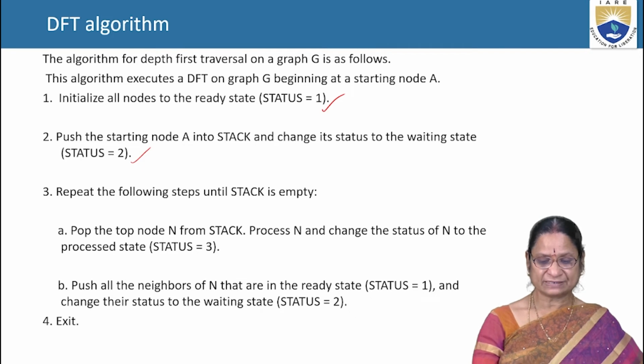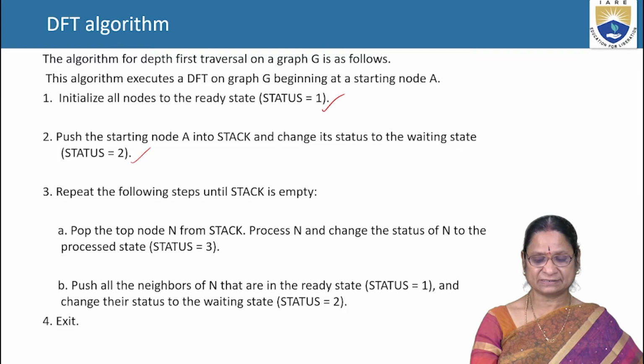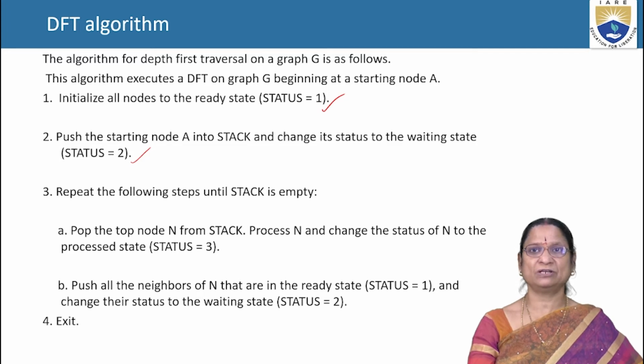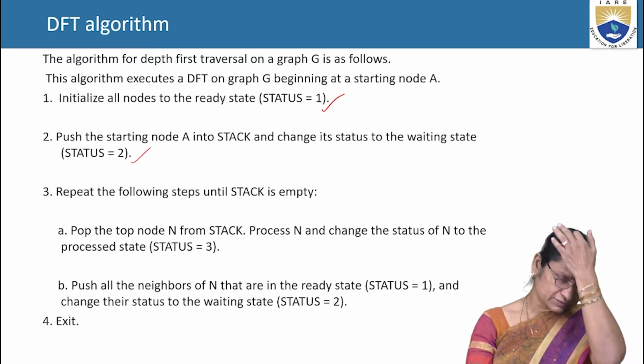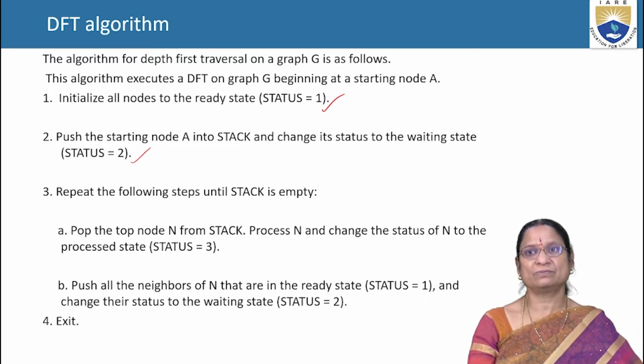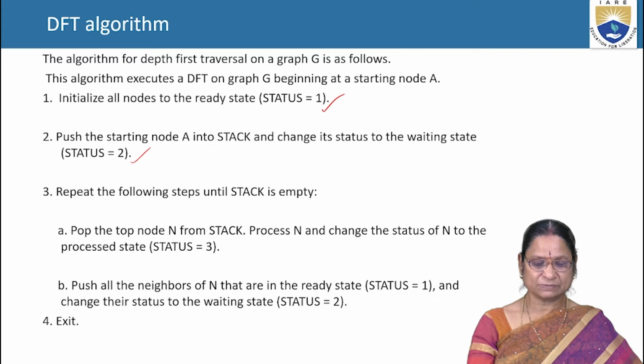Repeat the following steps until the stack is empty: pop a node from the stack, process that particular node and change its status to 3. Whatever the process is, let us assume we take it as a print now. Push all neighboring nodes of n which have status 1 into the stack, so that their status is changed to 2. This process is repeated until the stack is empty.